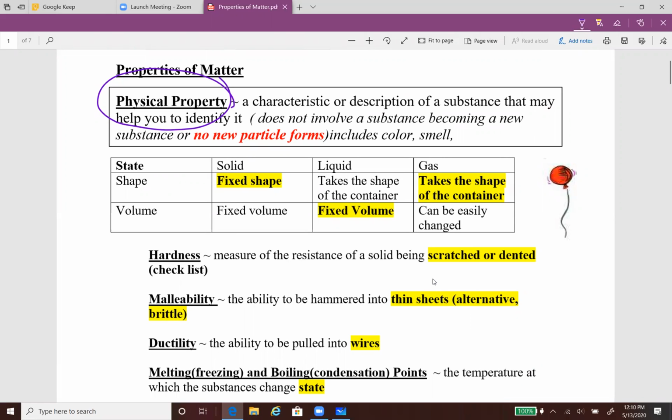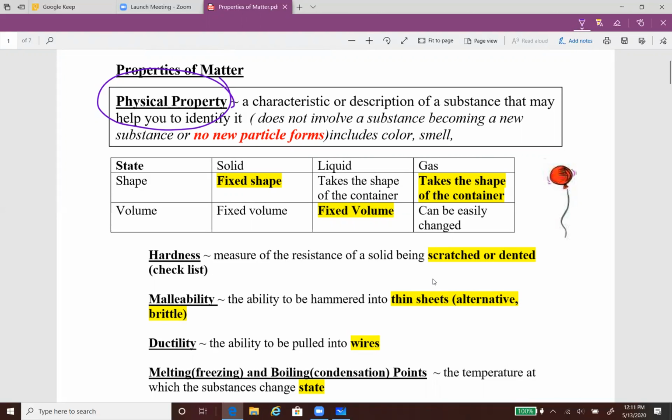We can talk about whether it's a solid, a liquid, or a gas, and describe things like its shape and its volume. So for instance, a solid is something that has a fixed shape, which means that the shape really doesn't change unless you do something to it. Whereas liquids and gases would take the shape of their container.